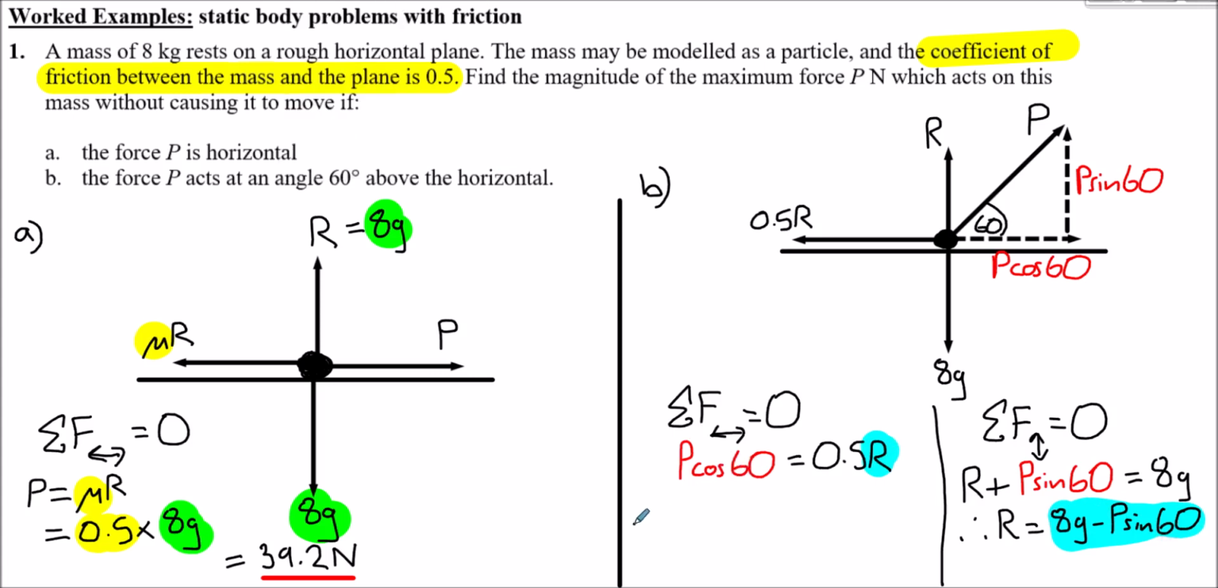So now we'll have that P cos 60 equals 0.5 R, which we've just established is 8G minus P sine 60. Now we have an equation in only one unknown, so we can solve this, no problem. So what I'm going to suggest to do first of all is to double both sides to get rid of this 0.5. Double the left, we get 2P cosine 60. On this side we'll just have 8G minus P sine 60.